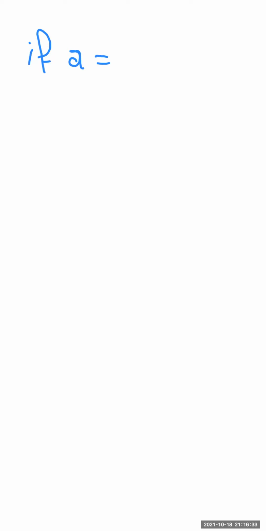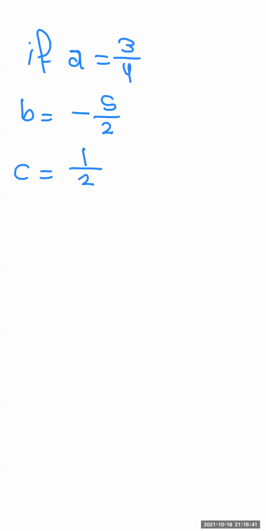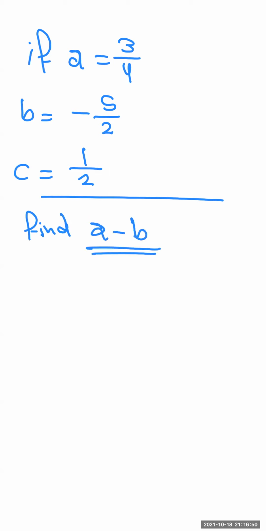If A equals 3 over 4, B equals negative 5 over 2, and C equals 1 over 2, find the numerical value of each of the following. First, find A minus B. To solve this question, I have to substitute with the values of A and B.